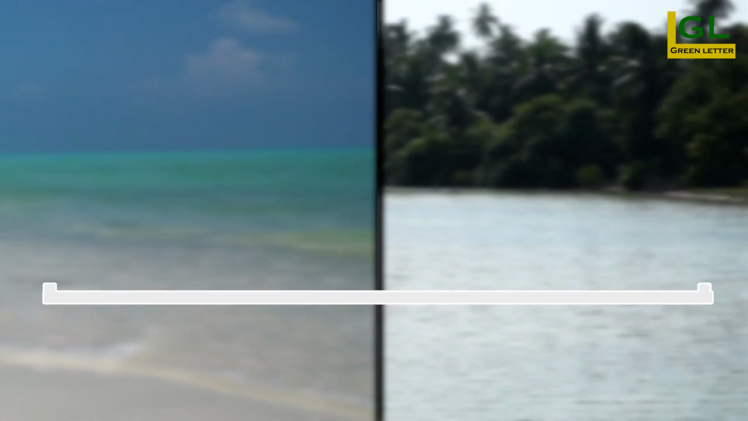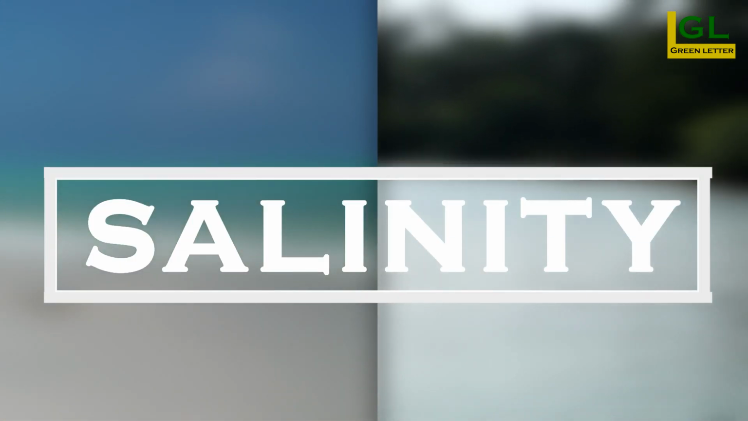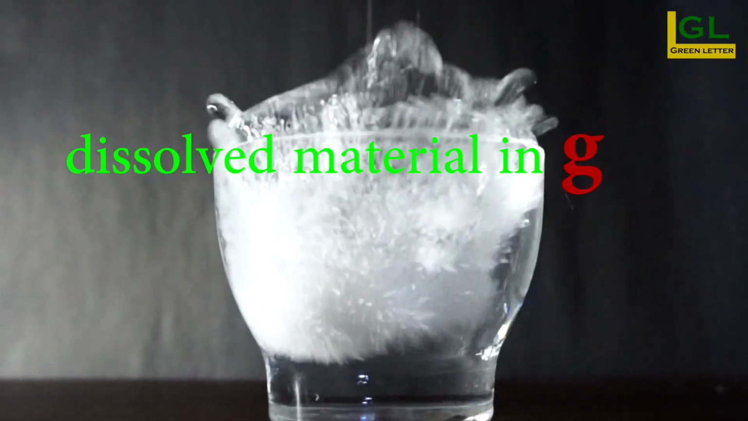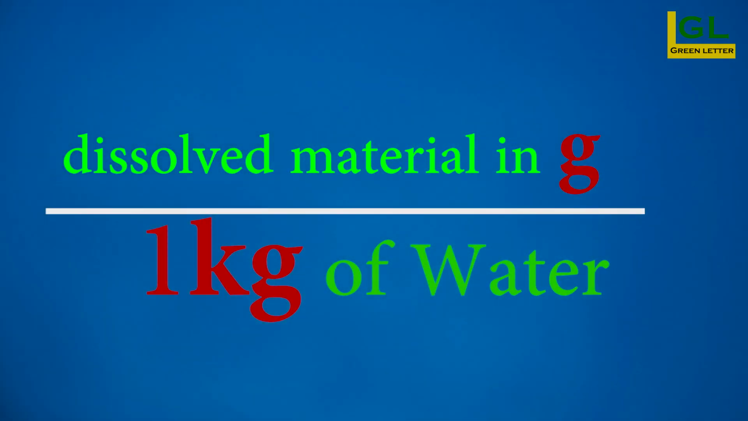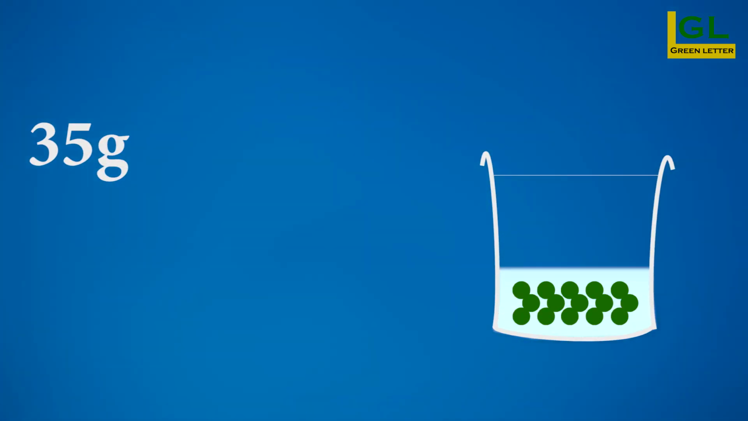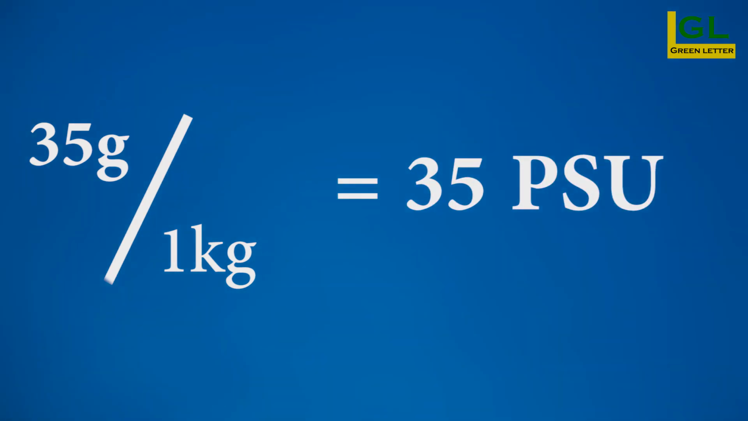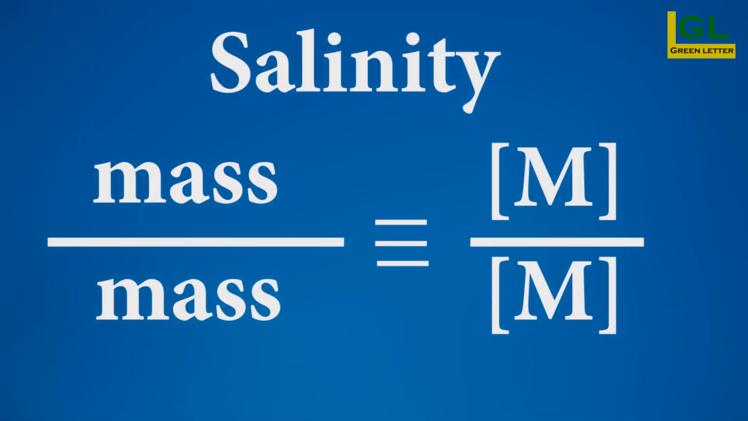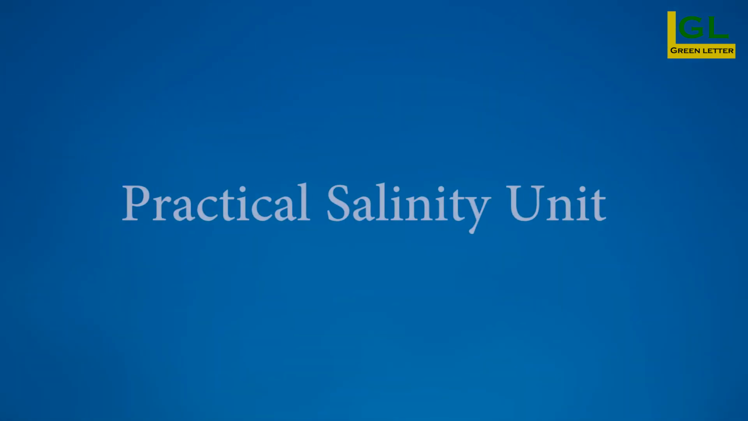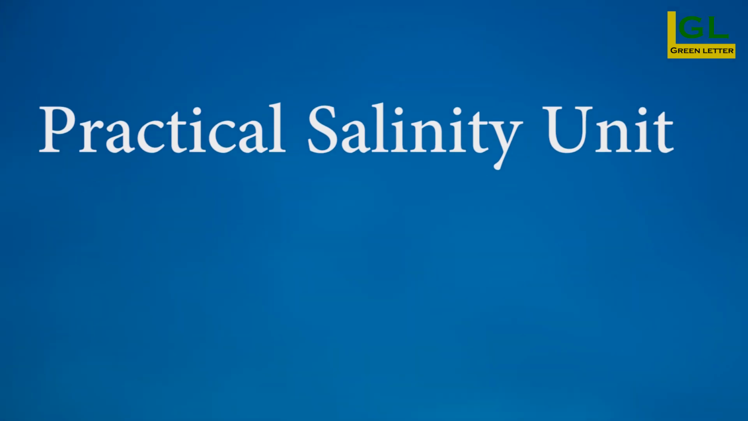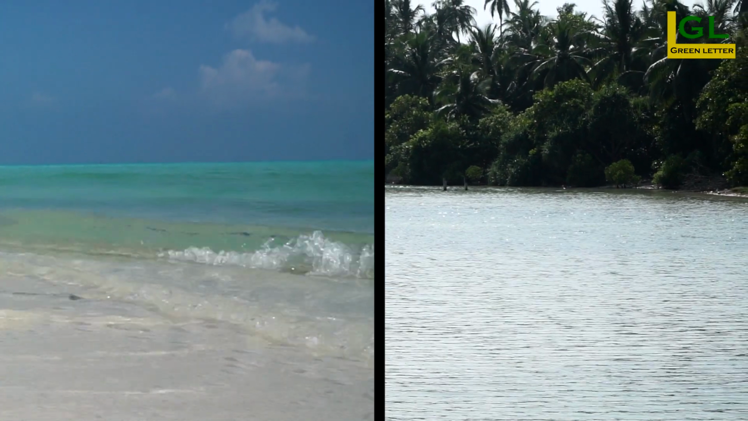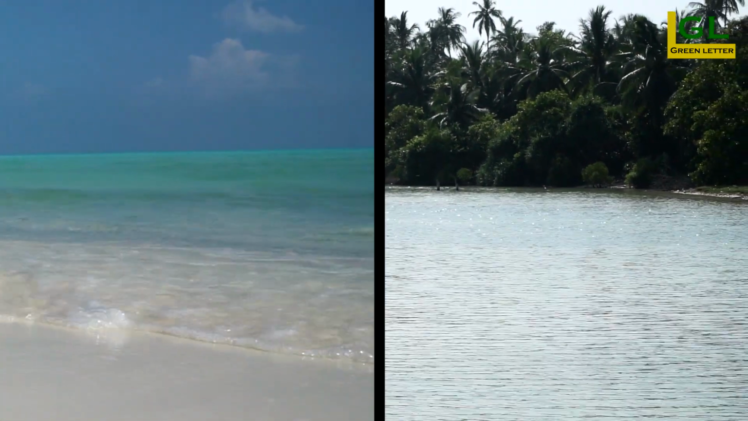The key factor is salinity. What does that mean? It's the amount of dissolved material in grams in 1 kilogram of water. For example, if there are 35 grams of dissolved material in 1 kilogram of water, then the salinity is 35 psu. You may notice salinity is a ratio, so it's a dimensionless quantity, but we represent this number as practical salinity unit, or psu. For river water, salinity is almost zero.